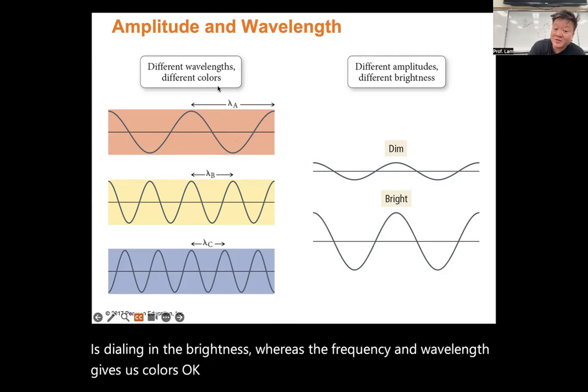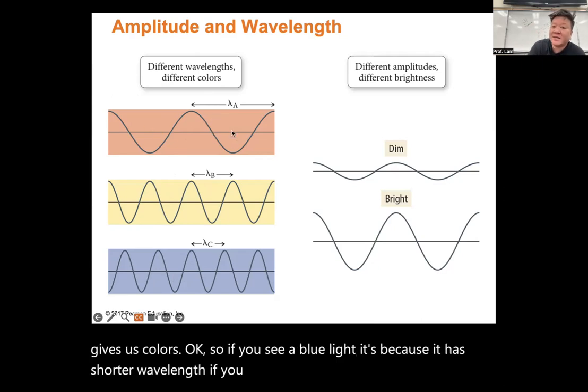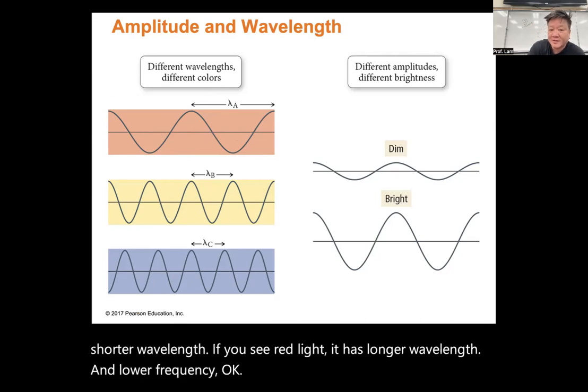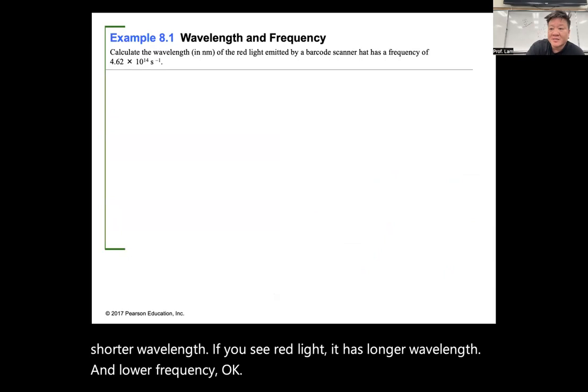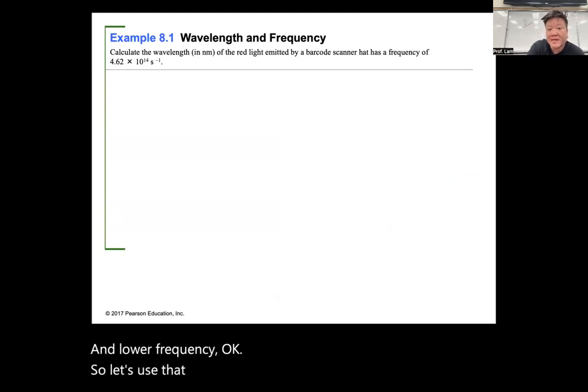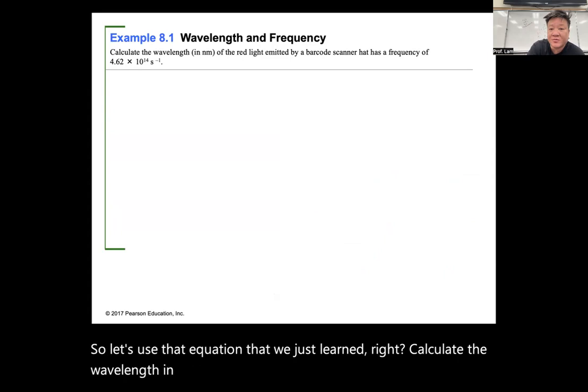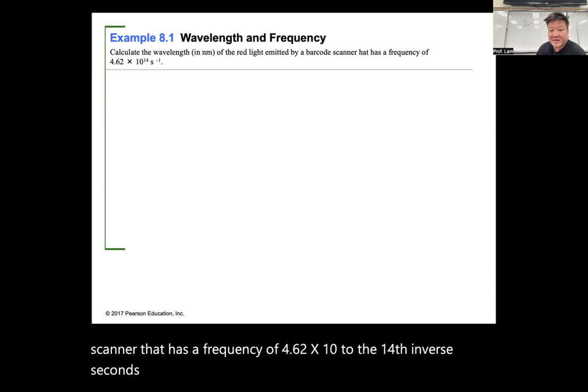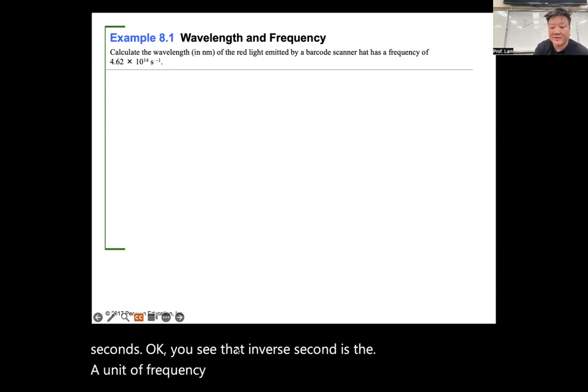So if you see a blue light, it's because it has shorter wavelength. If you see red light, it has longer wavelength and lower frequency. So let's use that equation that we just learned, right? Calculate the wavelength in nanometers of the red light emitted by a barcode scanner that has a frequency of 4.62 times 10 to the 14th inverse seconds. Okay, you see that inverse second is the unit of frequency, and it's asking for a wavelength, right?